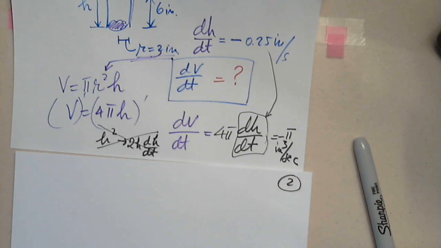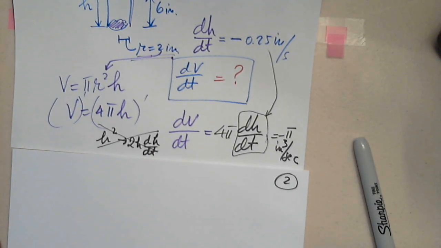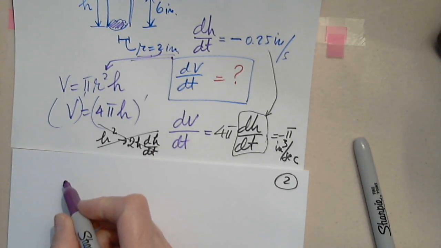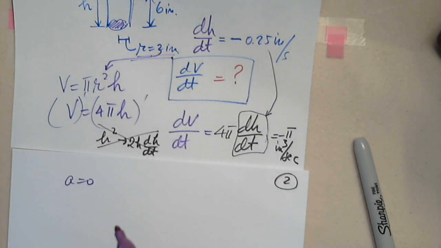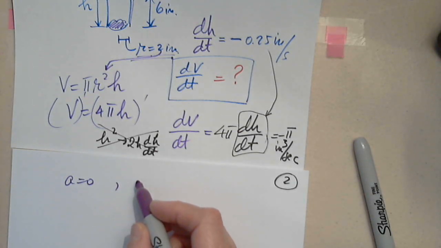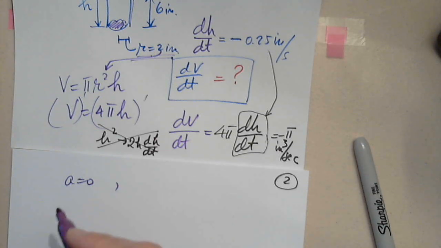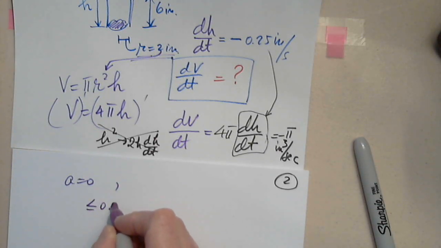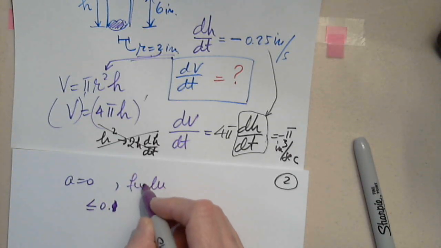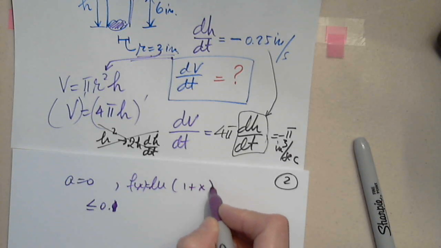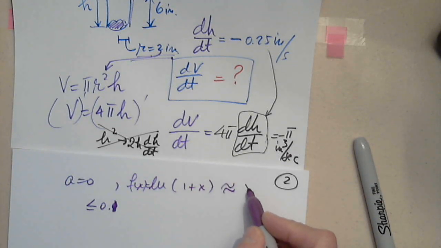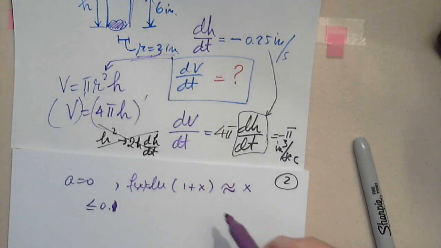I had a linear approximation question, if it's okay. Yes, please. So it's from WebAssign. It says verify the given linear approximation at a equals 0. Then determine the values of x for which the linear approximation is accurate to within 0.1. And the function is natural log of 1 plus x is approximately x. Is that correct? Yes. Okay.